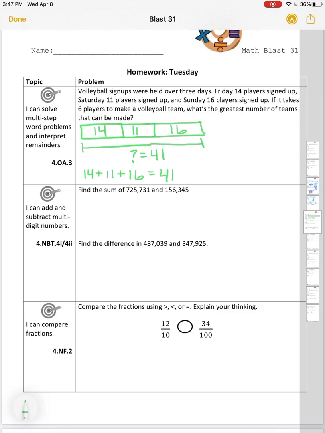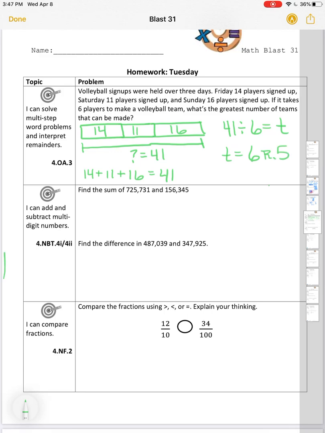Now, if it takes 6 players to make a team, then we're going to take our 41 sign-ups and divide that into groups of 6 to find out how many teams we can make here. And so 41 divided by 6, well, I know that 6 times 6 is 36, and 7 times 6 is 42. So I know that T is going to be equal to 6 with a remainder of 5.